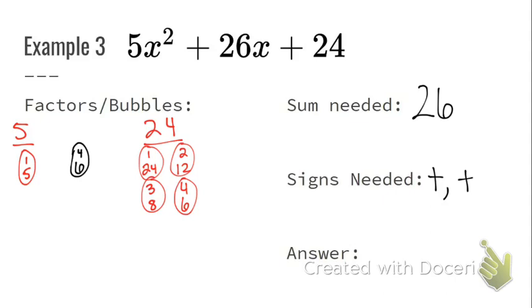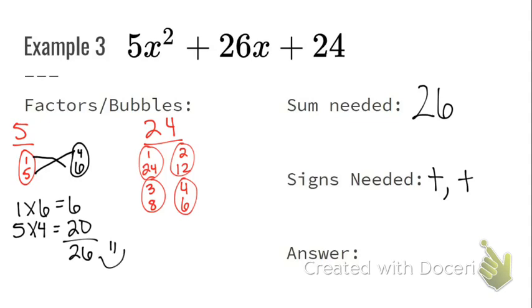Now, if you think ahead, if I were to match up the 5 and the 6, if I take 5 times 6, I'm going to get 30. And so I know right away that 5 shouldn't match up with 6. That number's already too big. So I'm going to match the 5 with the 4, the 1 with the 6. 1 times 6 is 6. 5 times 4 is 20. Add those together, it gives me what I wanted, 26.